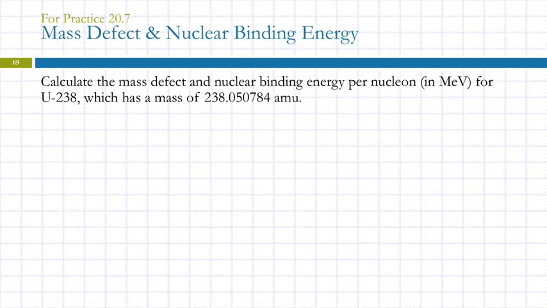Calculate the mass defect and nuclear binding energy per nucleon in mega electron volts for uranium-238, which has a mass of 238.050784 atomic mass units. So how do we calculate the mass defect? We're given the mass of the actual nucleus. We have to calculate the mass of the parts, right? So we're going to need the mass of a neutron and the mass of a proton.